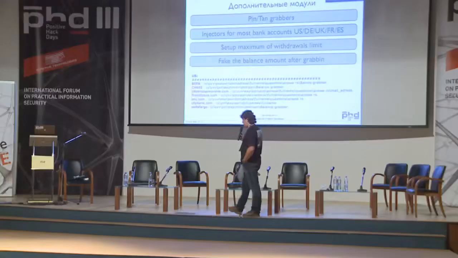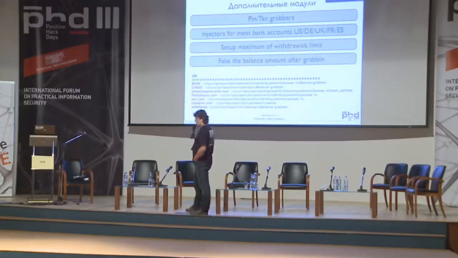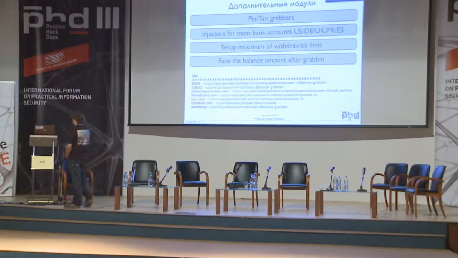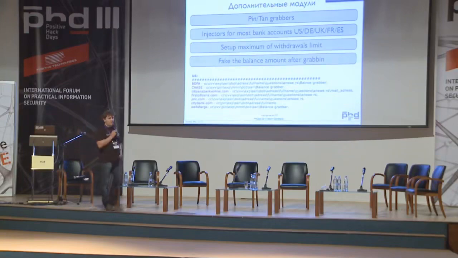An important moment when building a botnet is targeting it against a certain group of people. For instance, if you are building a botnet in Russia, you need to know that these clients will go to Russian banks only, so you'll be able to work only with Russian banks.